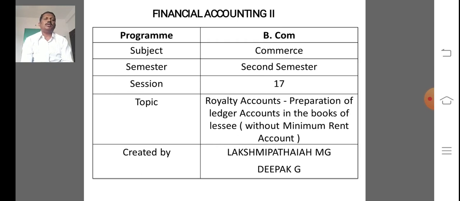Now I am covering the topic under session 17, royalty account, that is preparation of ledger account in the books of lessee by using without minimum rent account method.